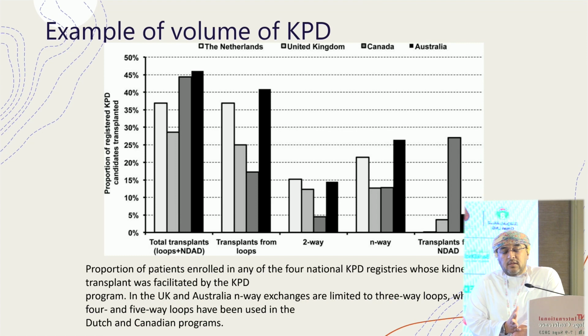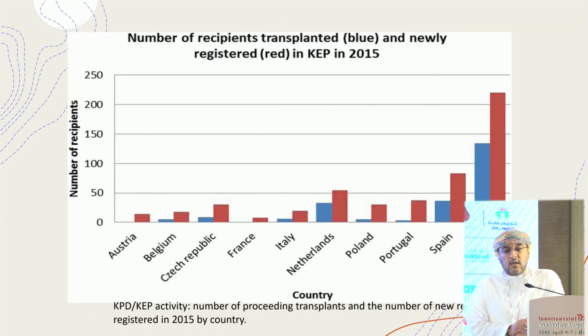Now, in terms of the volume of the kidney paired donation programs in Europe, whatever the way and the means, it's going on very well. For example, in Canada and in Australia, around 45% of those patients that enter the registry have gotten this transplantation using this method. And this is just another figure that shows that the number of recipients transplanted in blue and newly registered are doing very well in Europe in different countries.